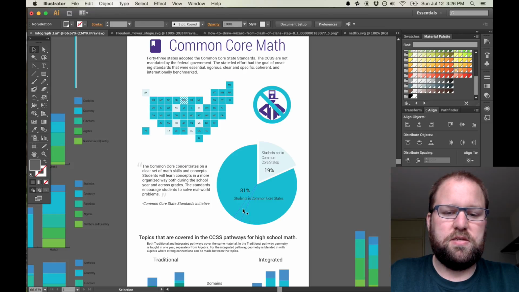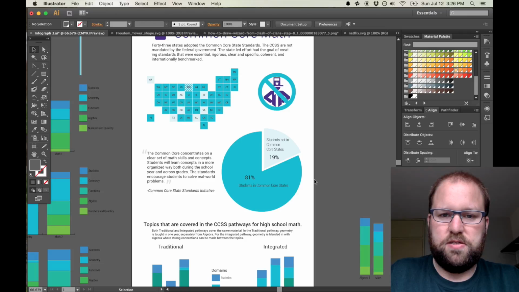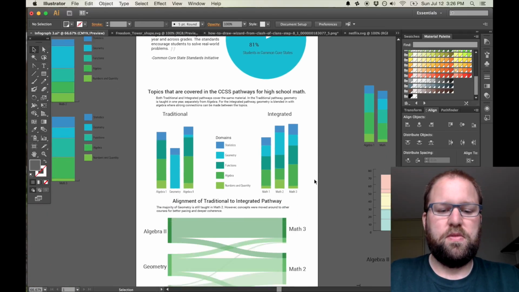And so the parents can see that a large majority of students are actually going to be taught using Common Core. And so I think that's important to say that everybody is doing this. We're all in the same boat.